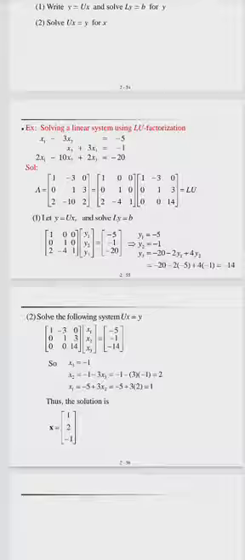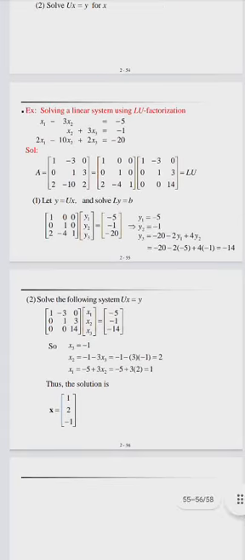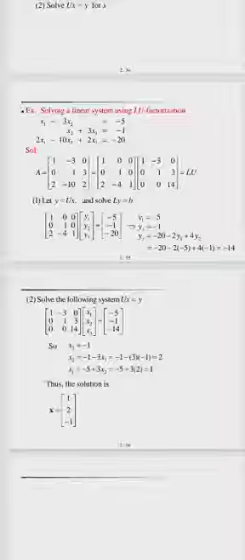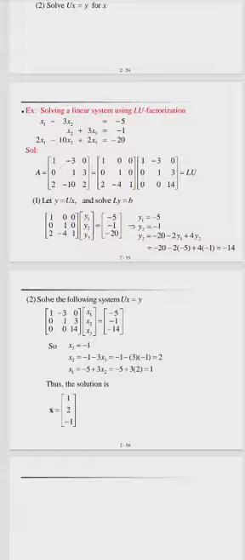First step: let Y = UX, then solve the equation LY = B. Write L as [1 0 0; 0 1 0; 2 -4 1]. Y is a 3 by 3 system with the three variables y1, y2, y3, equal to B, which is -5, -1, -20. Then write the three equations.